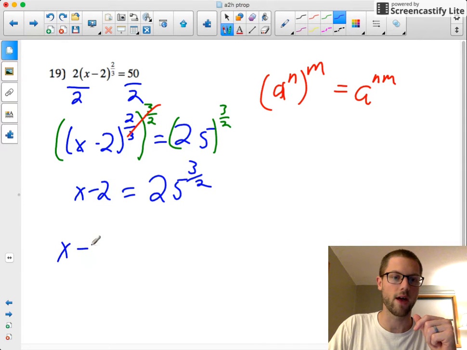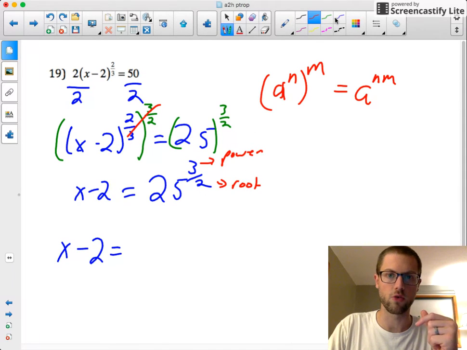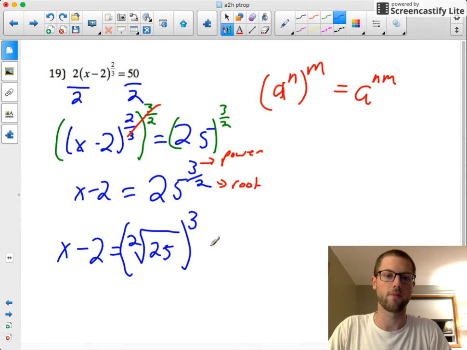So now I have to apply my rational exponents. 25 to the 3/2 power, remember the numerator is my power and the denominator is my root. So if this is the second root, another way of saying that is it is my square root of 25. I'll figure out what that is, and I'll raise all of that to the third power.